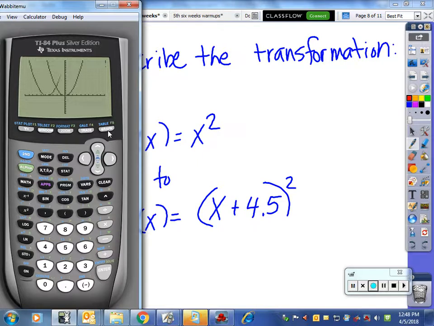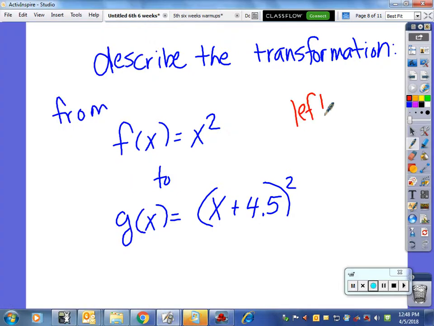There goes the parent function, here comes the new function. What happened to it? It moved the whole thing to the left. How many spaces? 4.5 spaces.